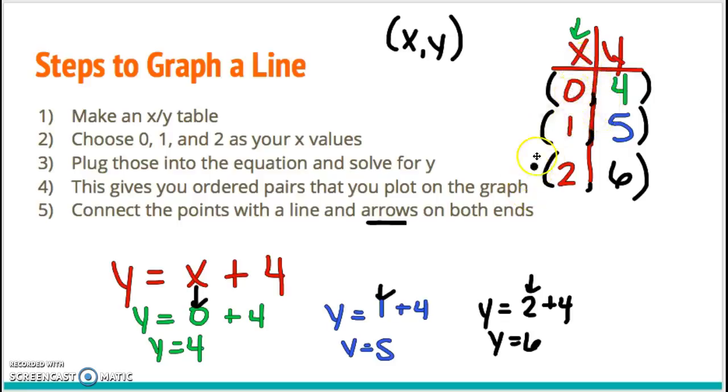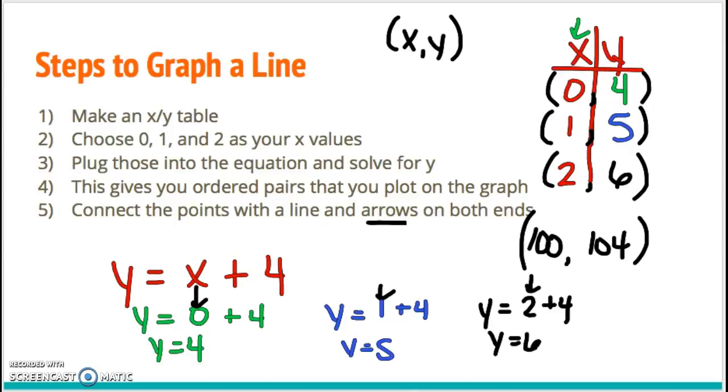I could pick 100 as x. That would mean y would be 100 plus 4, which is 104. And if you were to continue that line up, up, up, up, up, it would pass through the point 100, 104. Okay, so we're going to go through and do a few examples, and then you'll be able to move on.